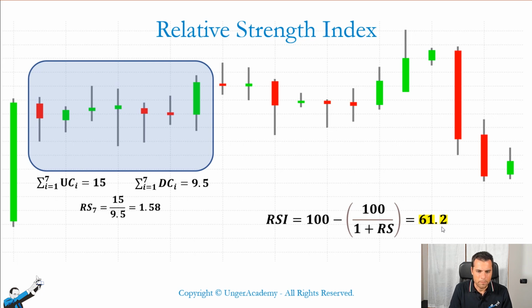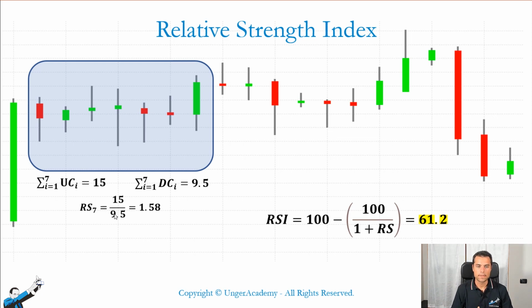Let's take a guess. Let's assume that our up closes are all null. What does it mean? If I have up closes that are all null, it means that all the closes were actually down closes. So none of the closes has ever been higher than the close of the previous bar. So if the up closes were all equal to 0, the relative strength would be equal to 0 because it would be 0 divided by a certain number.